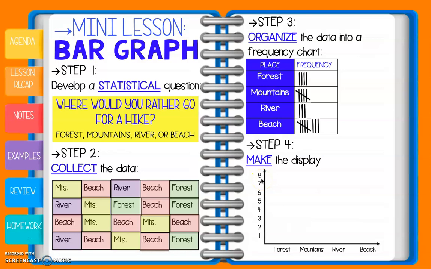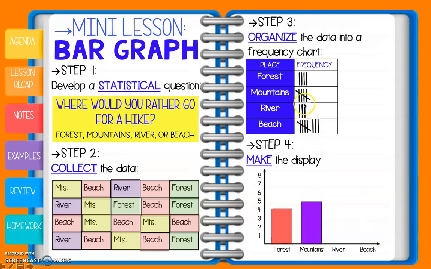After that, all we're going to do is we're going to draw the bars that match our categories. So for the forest, we had 4 tally marks or 4 people that preferred that. So when we draw our bar, okay, it's going to go up to 4. For mountains, we had 5 people. So we're going to draw our bar for the mountains, and it's going to go up to 5.